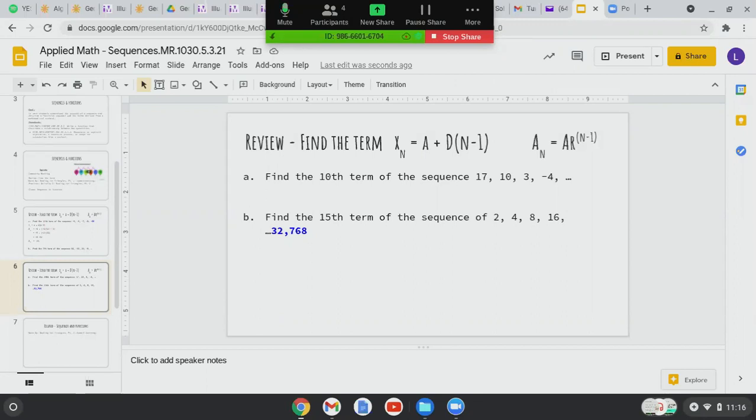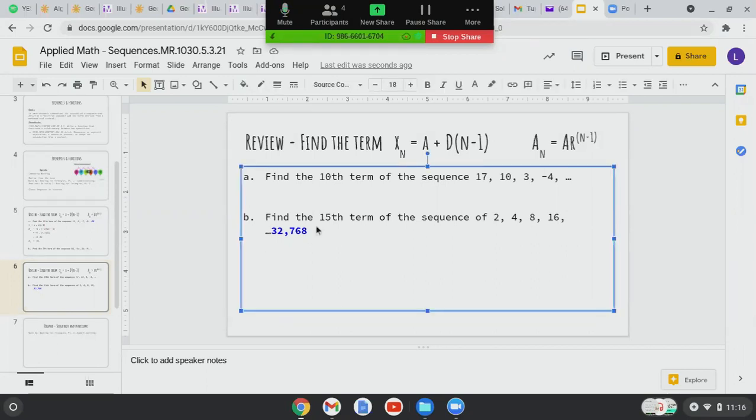All right, so we know that this is the formula that we're going to use. So I'm steady typing and it's not doing anything.